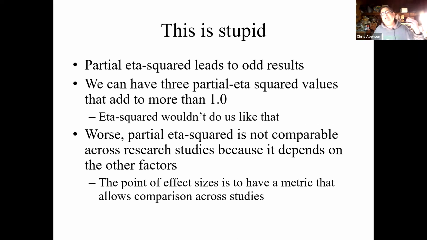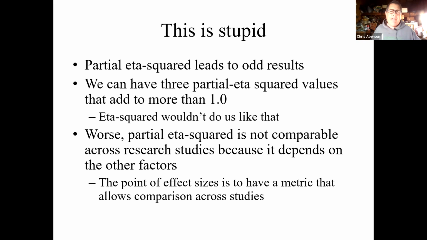Partial eta squared is also not comparable across different studies, because it depends on the other factors that are in the study. To me, the main point of effect size is just to have something that allows for comparisons across studies. So if we don't have that, then what good is the measure of effect size?